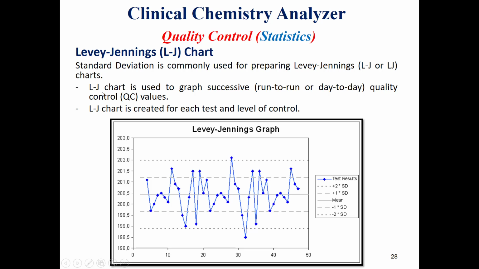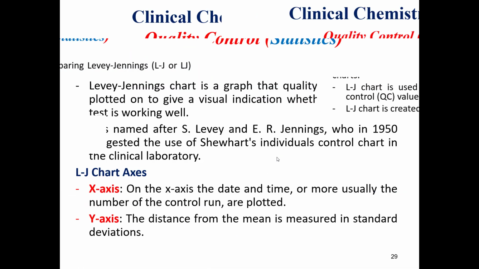So a Levey-Jennings chart is used to graph successive quality control values, as we can see here. Also, it should be created for each test and level of control. As we said, we have different types of analytes, and we have also different levels of control for each analyte. We have, for example, normal, abnormal, or level 1, level 2, level 3, level 4, and so on. So for each level of test, we should have a Levey-Jennings chart.